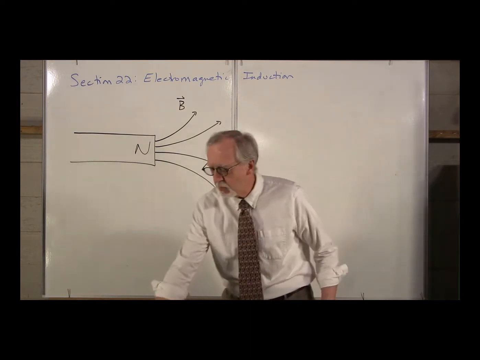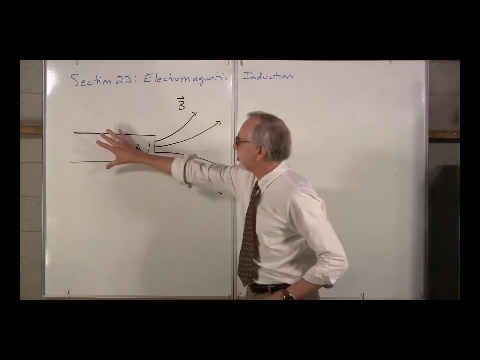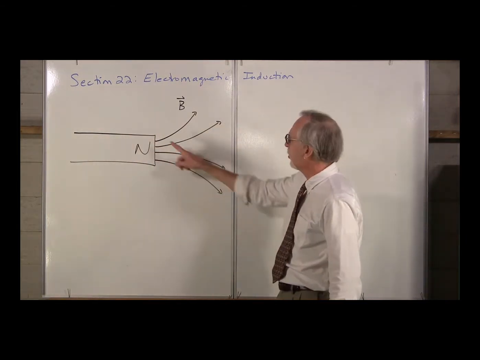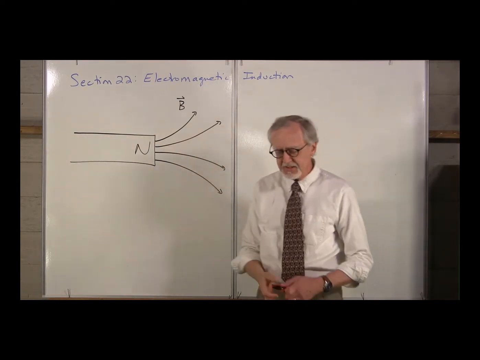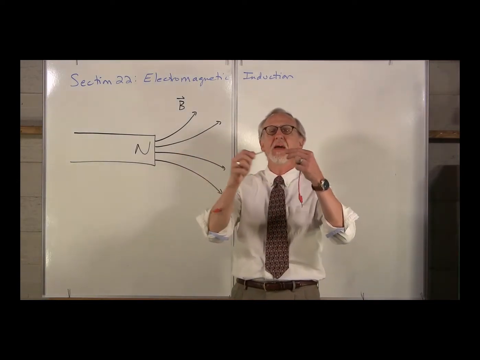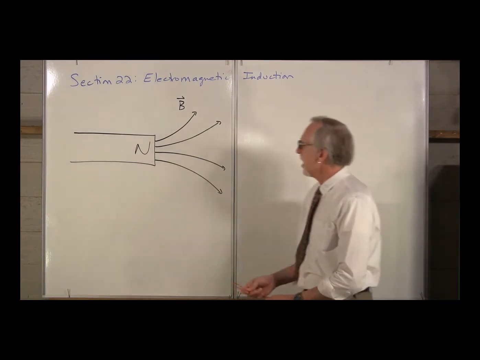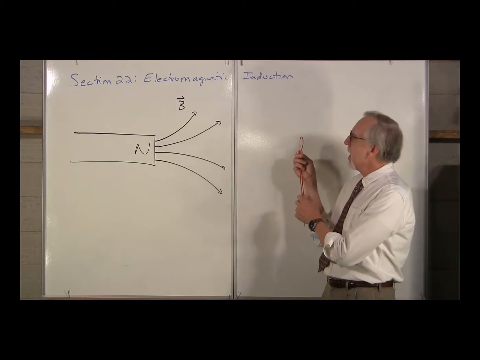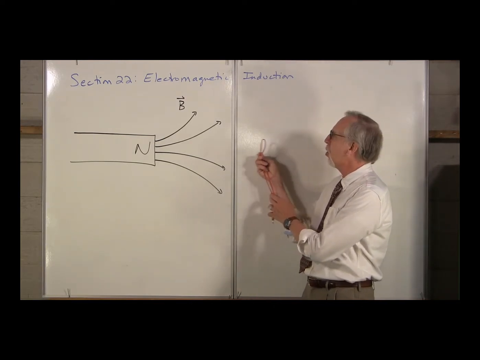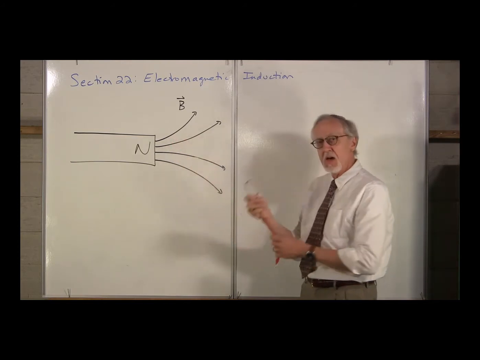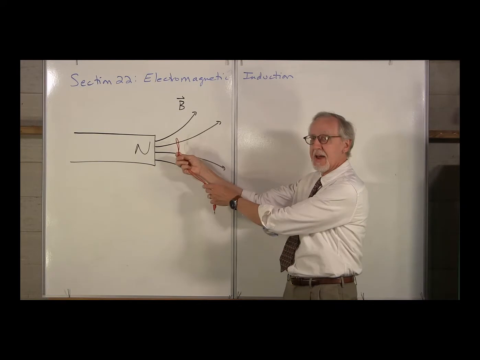Let's imagine that we have a magnet here. Let's look at the north pole of the magnet. So we've got the magnetic field lines coming out of the north pole. And let's imagine that we take a wire and make a little round loop. So I have a little round loop of wire. And I'm going to take this loop and put it in the magnetic field, and then move it toward the magnet.